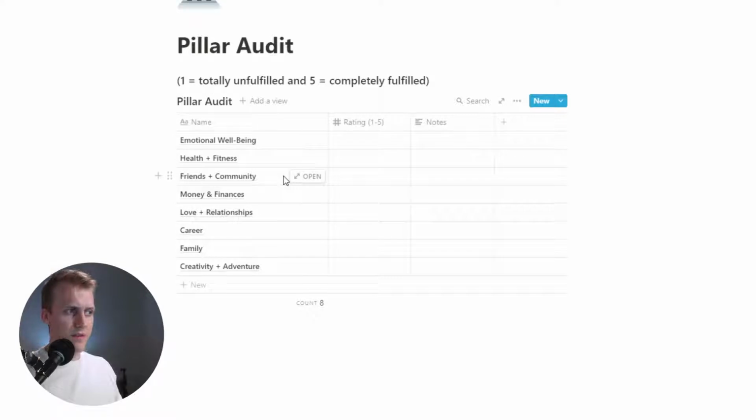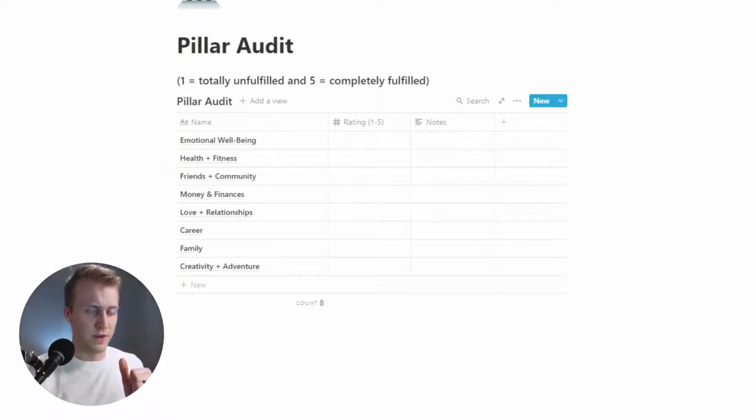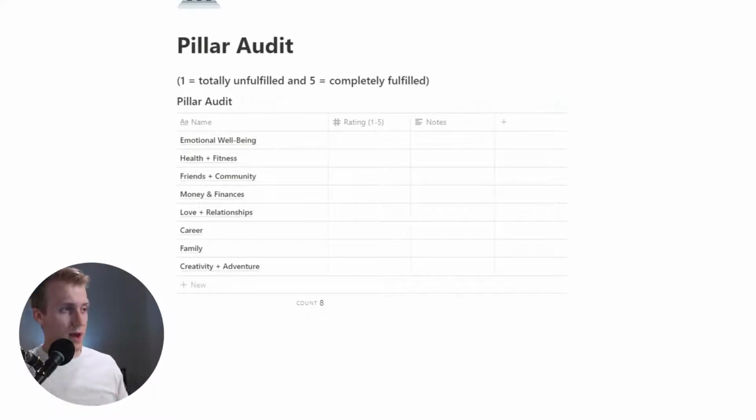Emotional well-being, health and fitness, friends, community, money and finances, love and relationships, career, family, creativity and adventure. And I did this with my wife 2 years ago, and this is great. Her and I both did our own reviews, and we did them together out loud. I had the giant post-it notes on the wall, and we were going over it: okay, where are we here? All right, we're at a 3 with money. Next year, I think we want to be at a 4. And you evaluate: COVID, well, we didn't really make any new friends this year, so maybe that's something that we want to achieve in 2021.